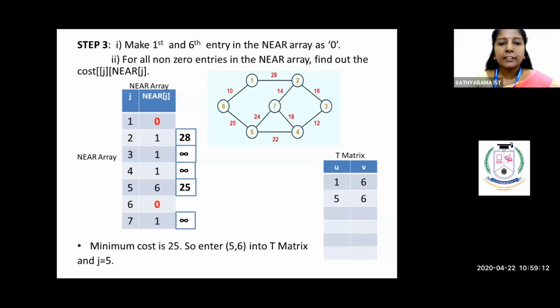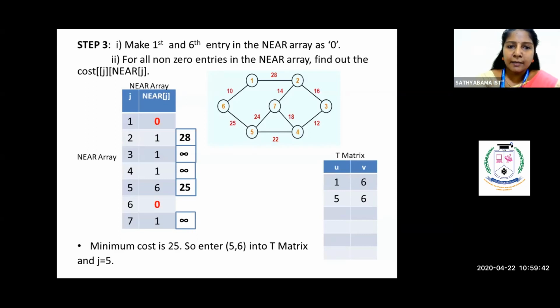For these entries, we are going to find the cost. So the second entry is 2,1, right? What is the cost of 2,1? 2,1 is 28. What is the cost of 3,1? 3,1 is infinity. 4,1 is infinity, because we don't have the direct connection, okay? Now, 5,6 is 25 and 7,1 is infinity, okay?